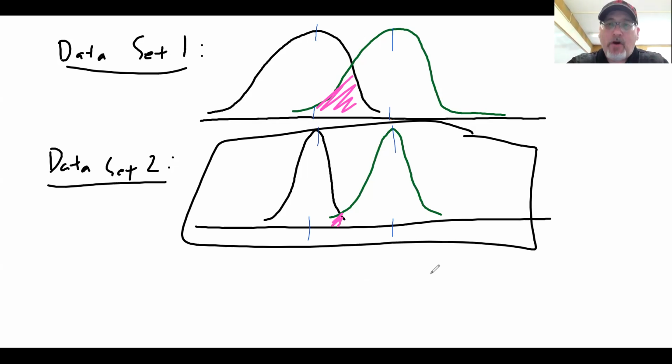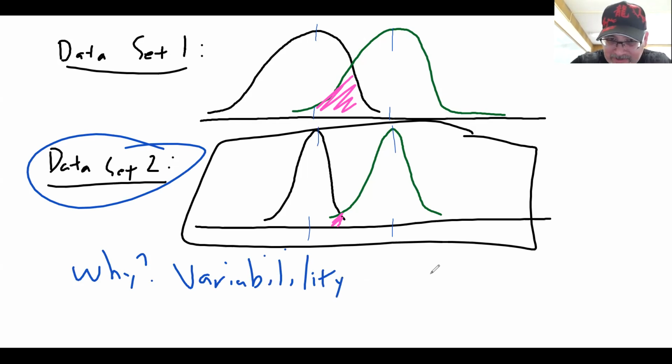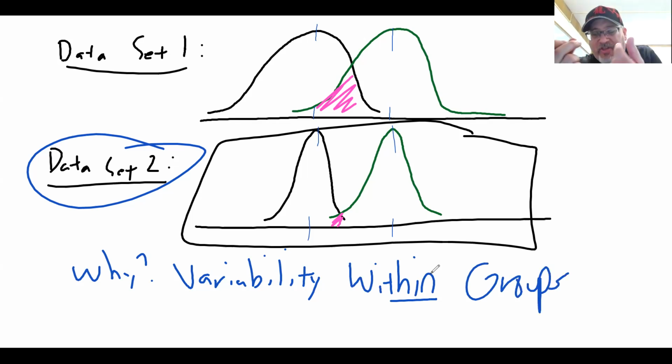We're blaming the lack of overlap based on the thinness of the bell curves in the second data set. And so if we were to answer why is it data set 2, we would say variability, I do not spell that correctly, variability within groups. I'm saying within because I chose data set 2 because they're thinner. If I chose because of the locations and not the thinness, then I would have said variability between groups.